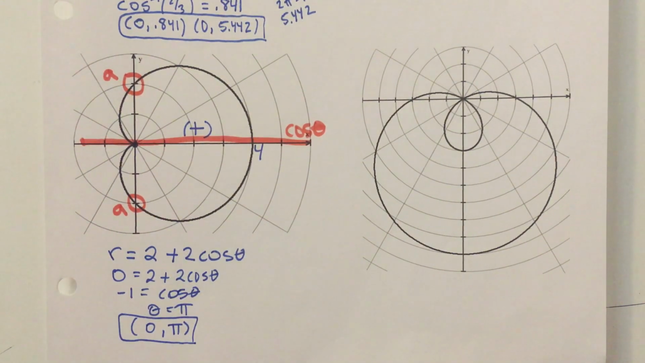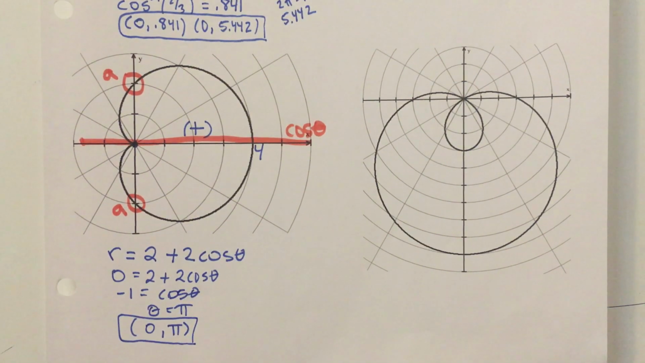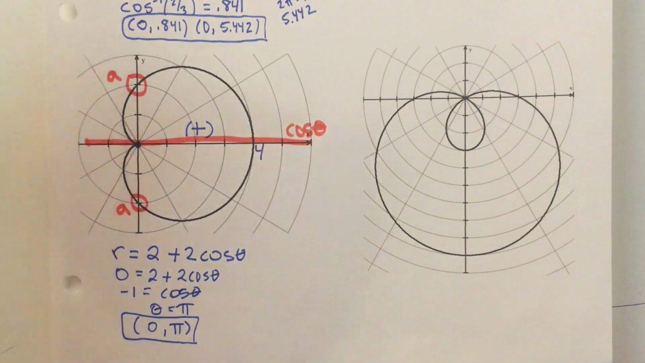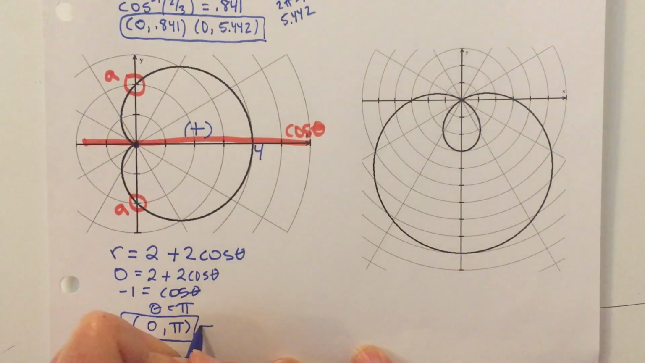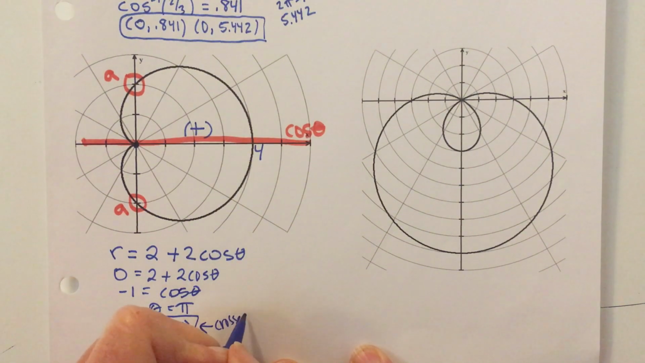Remember, you can cross the pole at 0, 0. That definitely is possible, but it doesn't happen every time. So don't tell me that this point's 0, 0 just because a coordinate on the XY plane would be 0, 0. All right, so let me just write that. It crosses the pole.